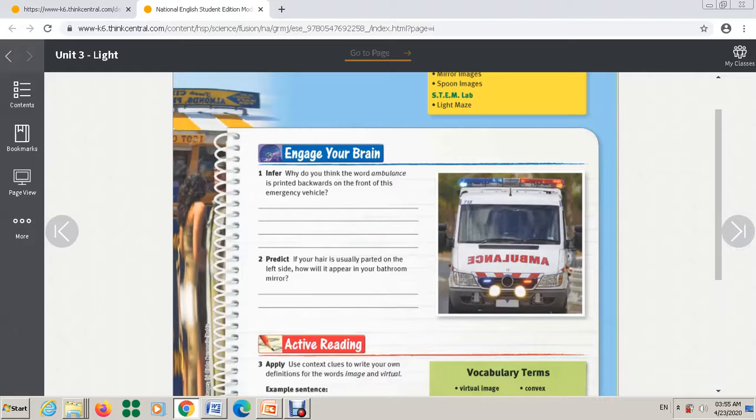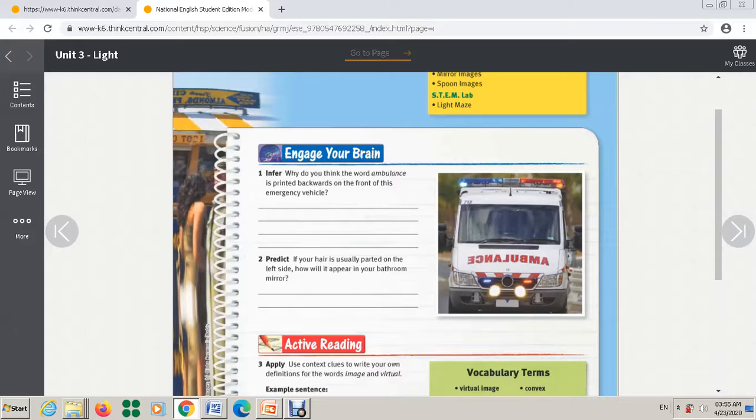Here you have the first question. Why do you think the word ambulance is printed backwards on the front of this emergency vehicle? If you look at the emergency vehicle, the ambulance is written backward. Why do you think so? You have to think about the properties of images that are formed by mirrors.